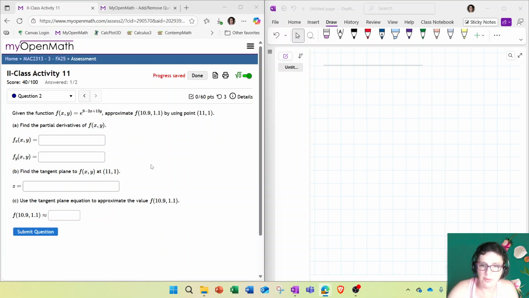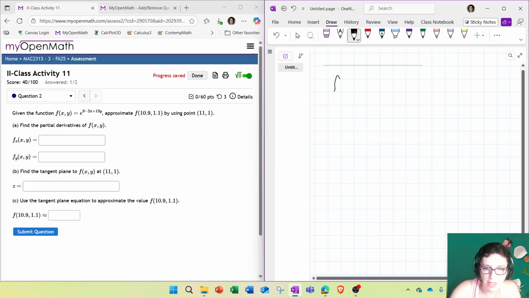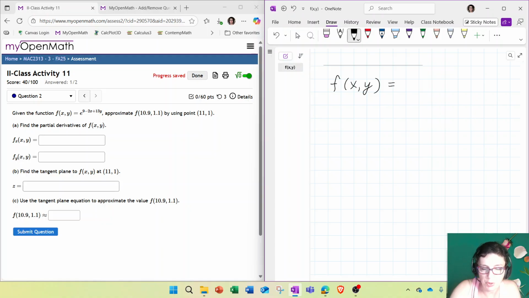Okay, guys, in this video, we are going to find the equation of a tangent plane, but we are going to actually use it to find an approximate value of the original function at the point that is close to a certain point that they will give you, okay? So let's go over the steps.